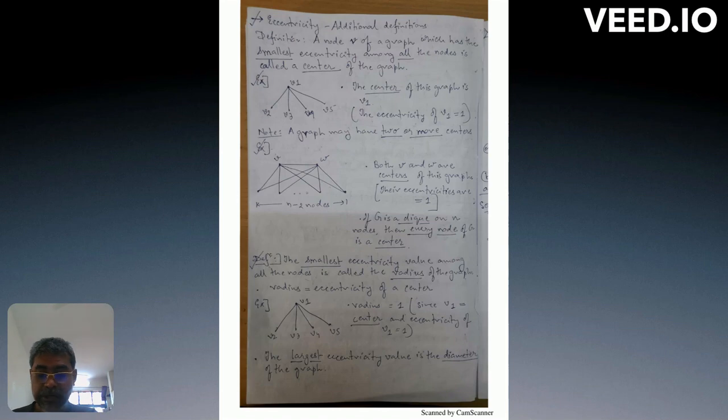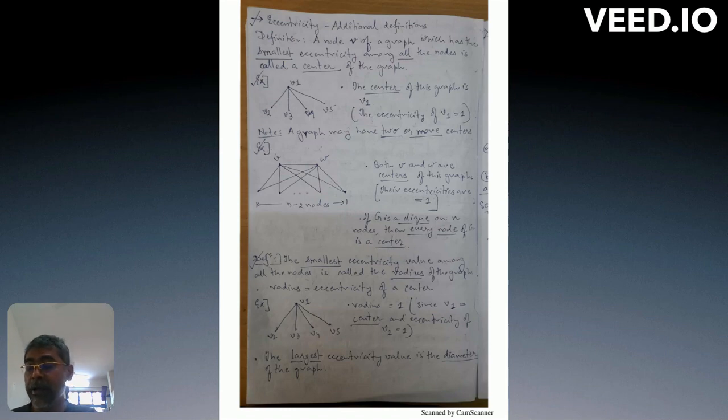The smallest eccentricity value among all the nodes is called the radius of the graph. Radius is equal to the eccentricity of a center. So in this graph, radius is equal to 1, since V1 is the center and the eccentricity of V1 is equal to 1. The largest eccentricity value is called the diameter of the graph. We had seen all this in the first part of the presentation, but this is just an illustration to make things more concrete.